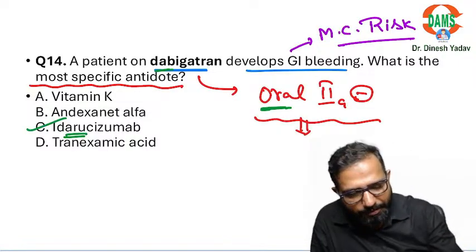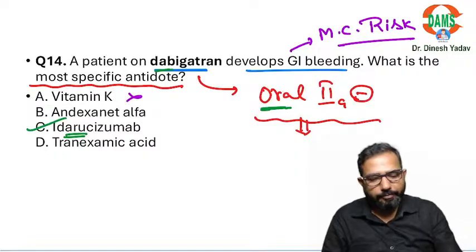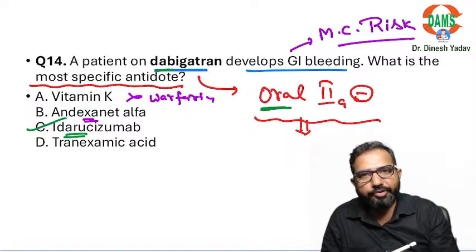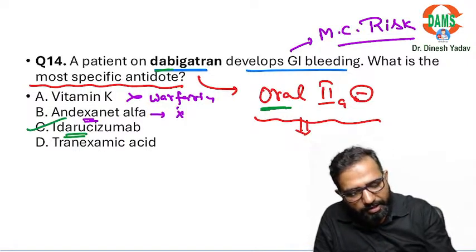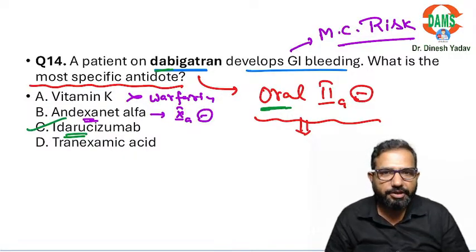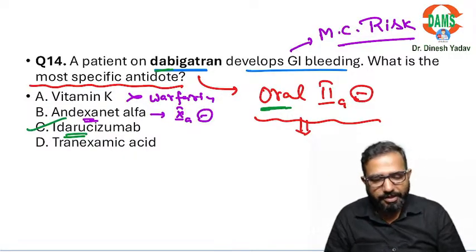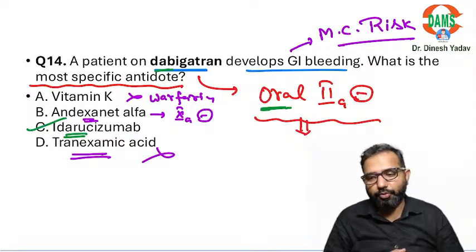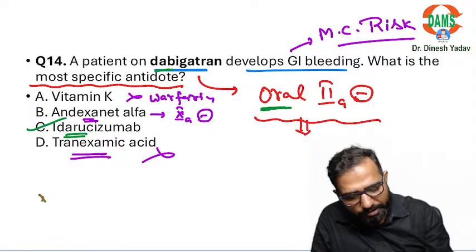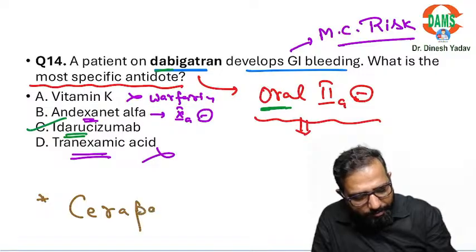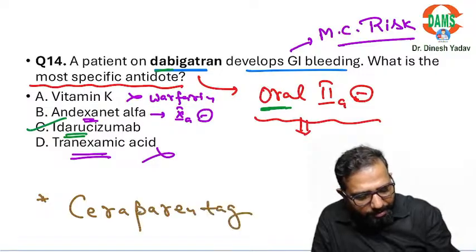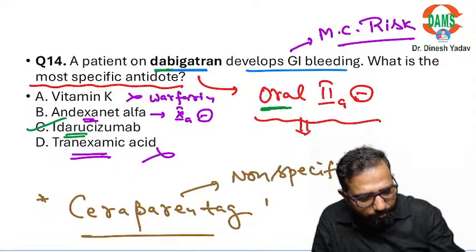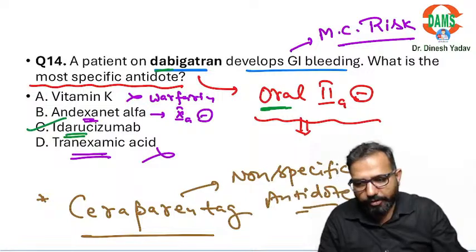Very important. Vitamin K is for warfarin. And see the name andexanet, it is the antidote for factor Xa inhibitors like apixaban, rivaroxaban. Tranexamic acid is an antifibrinolytic. So idarucizumab. And nowadays we have one, ciraparantag, that is a non-specific antidote. It can be used for both types of these drugs.